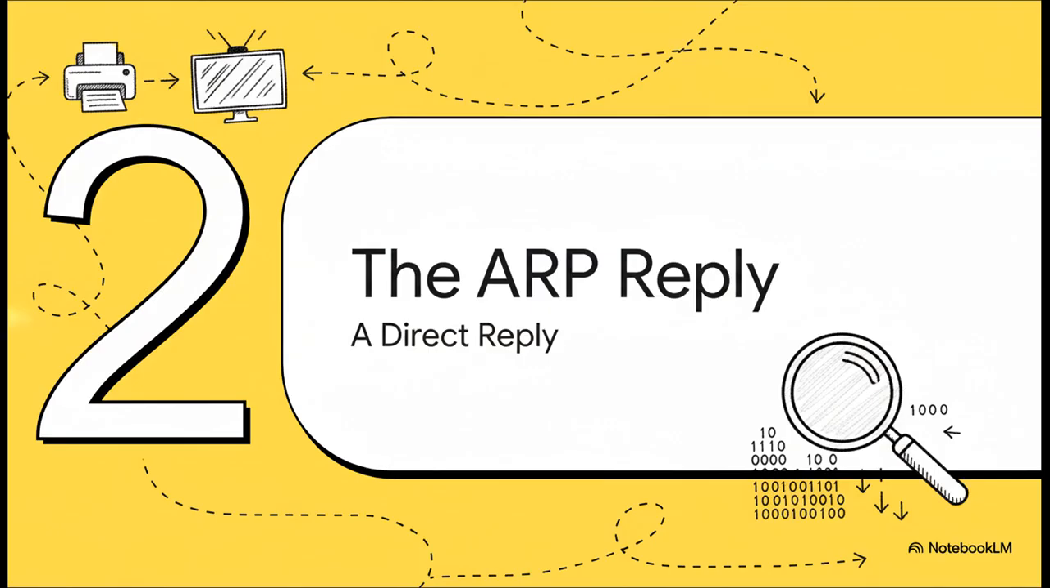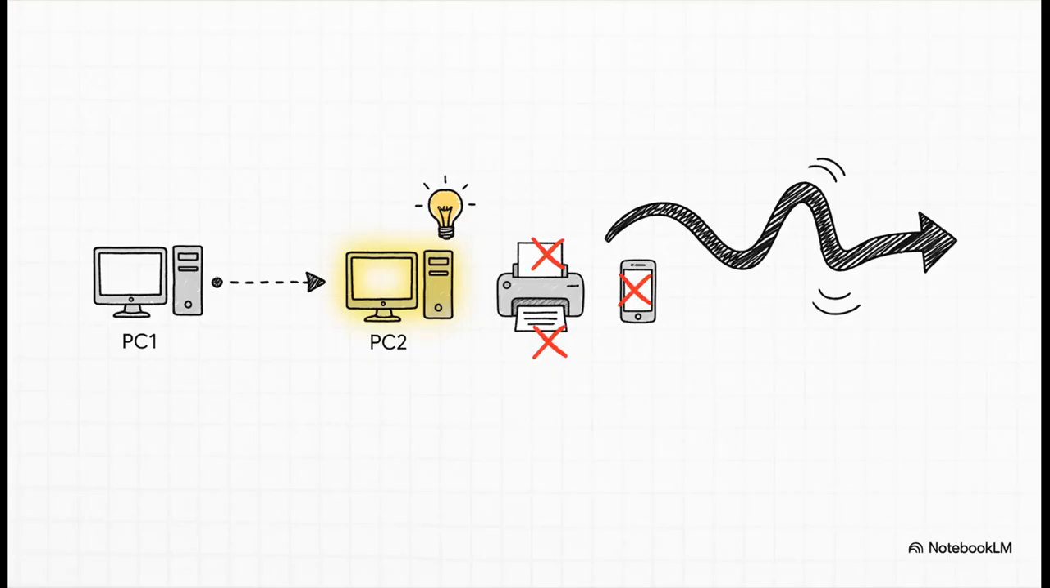And now, our detective gets its first real lead. So while all the other devices see the request isn't for them and just drop it, PC2 sees its own IP address and says, hey, that's me. It then puts together an ARP reply, but, and this is important, it doesn't shout back. It sends a private unicast message straight back to PC1 saying, yep, I'm 192.168.1.20, and here's my MAC address.